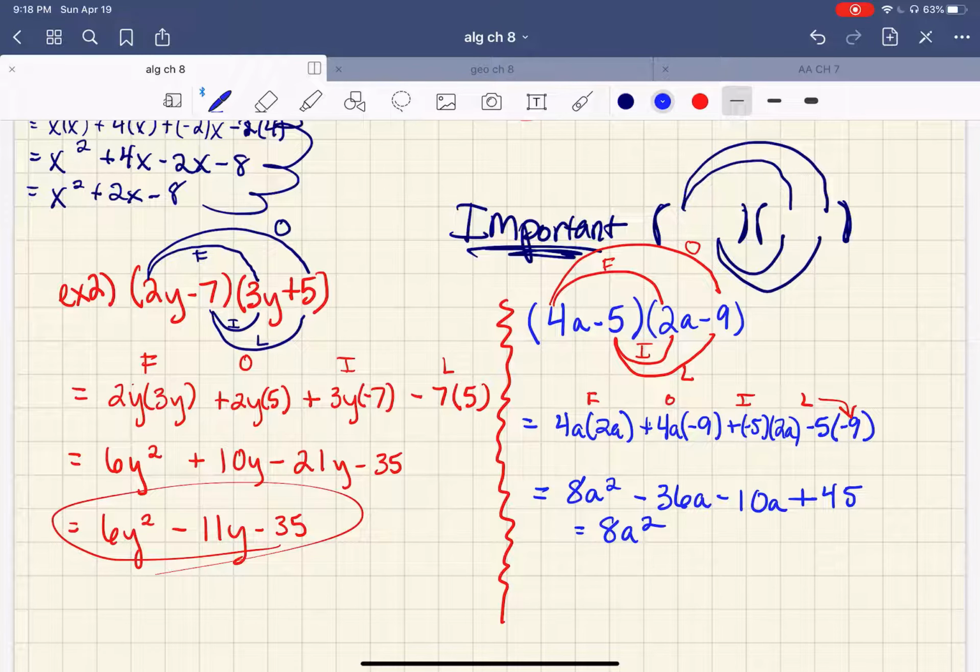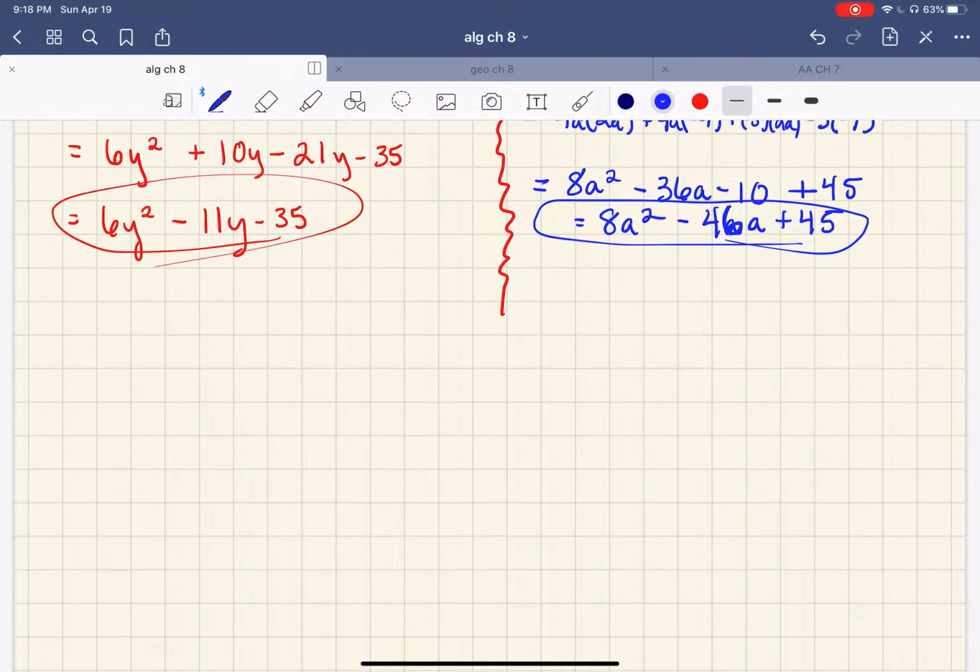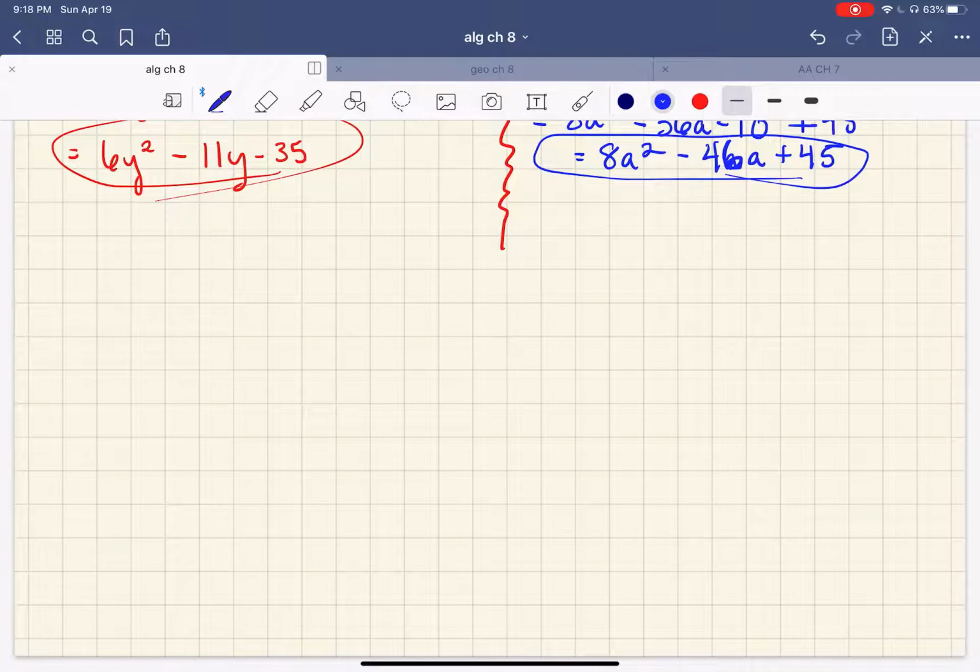Let's simplify by combining like terms. I'm going to get negative 46a. And then add 45 to that. Okay. We are going to do tons of practice on this in class, but I want you to try one right now and see how it goes.